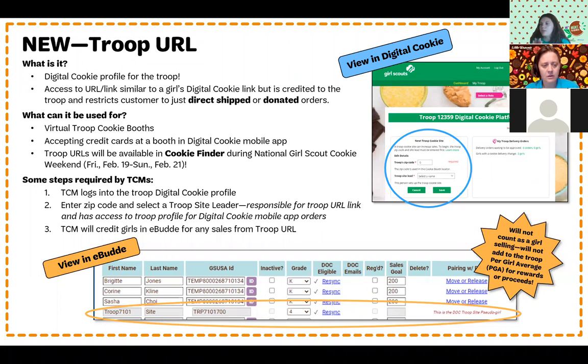So it is just simply a way for eBuddy and Digital Cookie to connect up to each other and to talk to each other. So you will see a troop fake girl in eBuddy, but then the site will be set up in Digital Cookie, and then sales will be allocated by the TCM in eBuddy as a normal process that if you are returning TCM, you'll probably be familiar with.